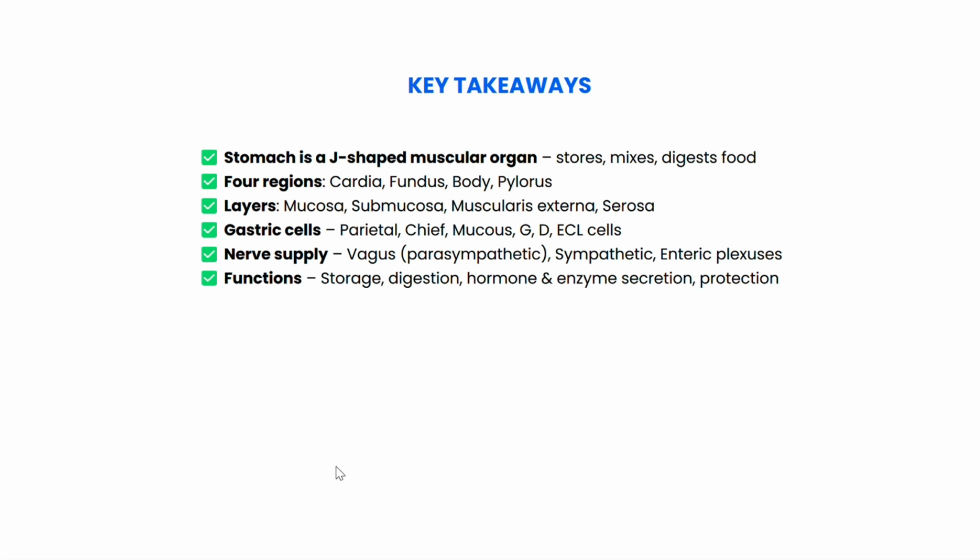So, in summary, the stomach is a multifunctional organ, vital for processing food, digesting proteins, and protecting the body, from muscular walls to cellular specialization. Every component plays a role.